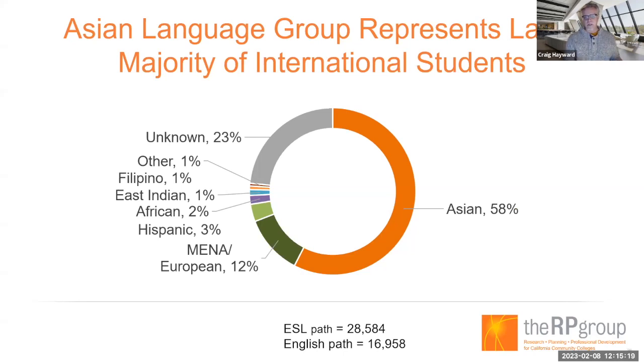So first I'll begin just describing the international student population a bit. The large majority of international students are coming from Asian countries. And then the next largest would be the Middle Eastern, North African, European group at 12%. We also have a large group of unknown students that don't fill out the ethnicity and ancestry questions, so we don't really know their background in the data set.